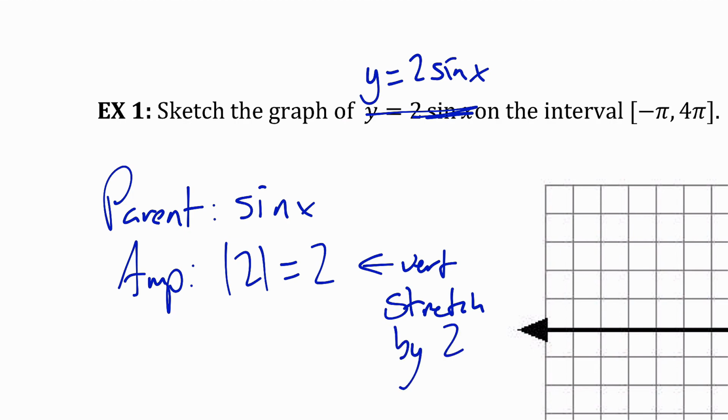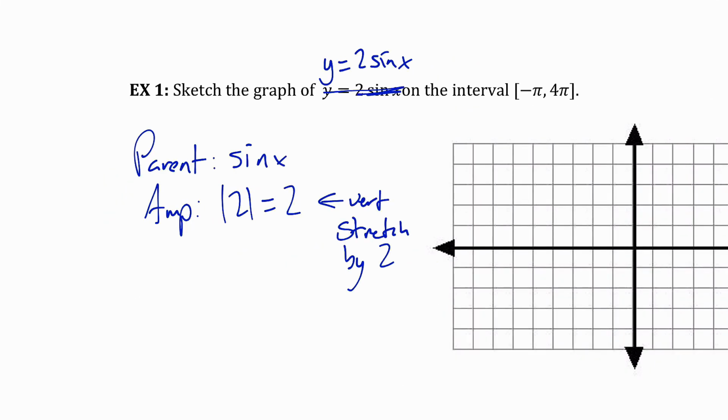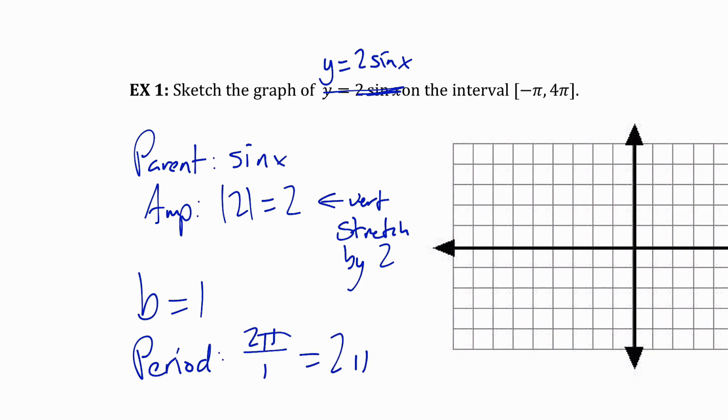So it used to go up to +1 and down to -1. Now it's going to go up to +2 and -2. Now the b value in this case is the number that's being multiplied by x. The b value is just 1. The period to calculate that is going to be 2 pi divided by 1, so in other words, just 2 pi. So really that part didn't change at all in this one. There's no crazy shifts or stretches and compressions.